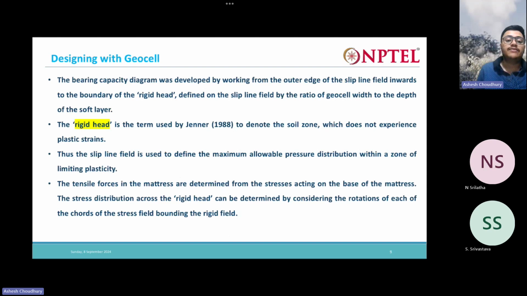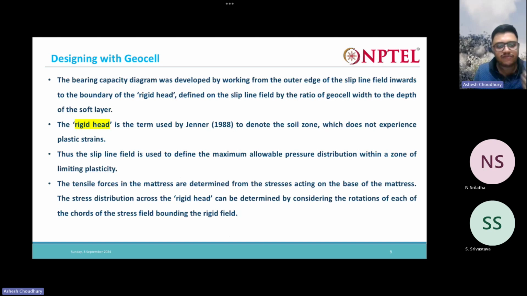A rigid head is the term used by Jenner 1988 to denote the soil zone which does not experience plastic strains. Understood? So that rigid head portion, the 1.25 d length portion, is considered as a rigid head. Why? Because it is assumed by the authors that that portion won't be experiencing any plastic strains. It will just behave as a rigid body, and that portion is called the rigid head.